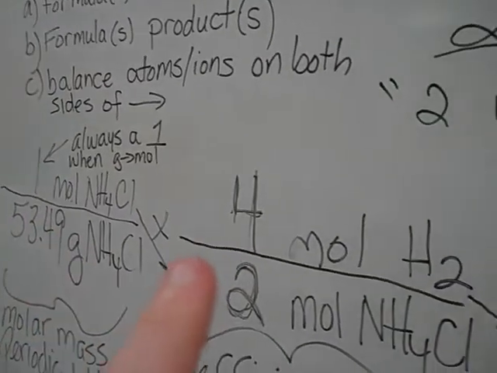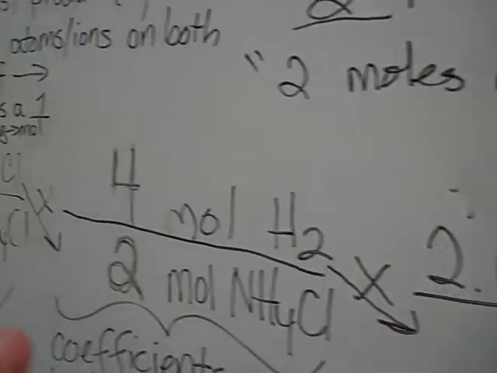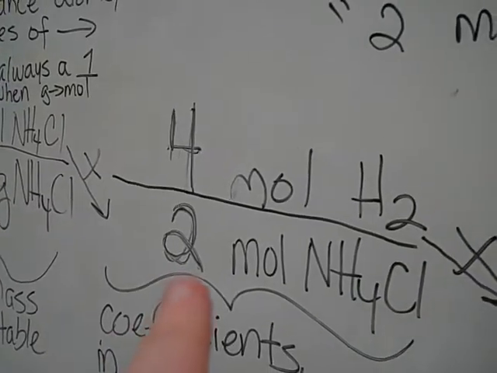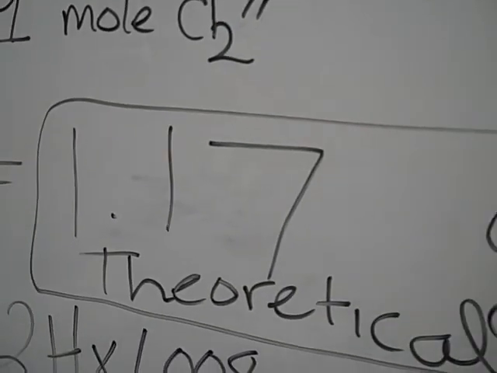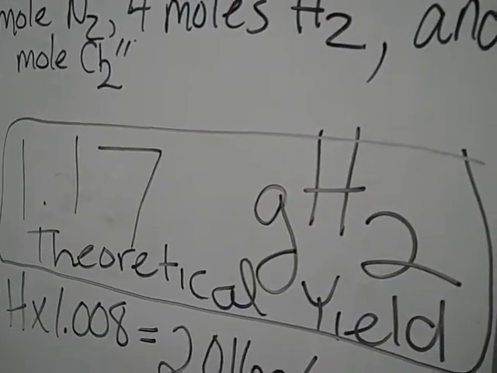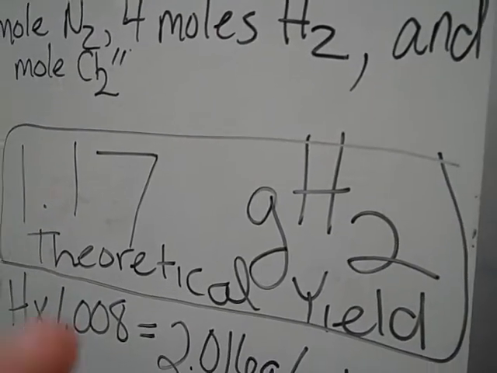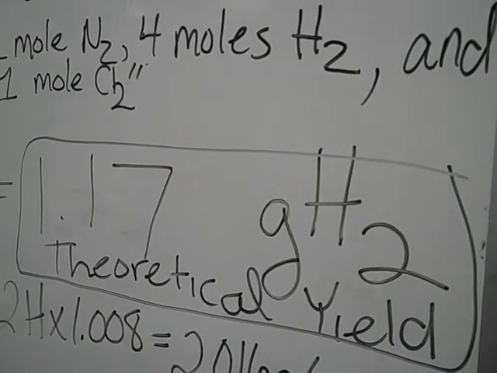You want to multiply across the top: 15.5, don't really need to multiply by 1, times 4, times 2.016, divide by anybody on the bottom, divide by 53.49, divide by 2, don't really need to divide by 1, and your answer should be something similar to 1.17 grams of H2. That's your theoretical yield of hydrogen gas in grams. If you got 1.16, that's okay. 1.18, you can change the last digit by 1 or 2 numbers and it's still basically the same.